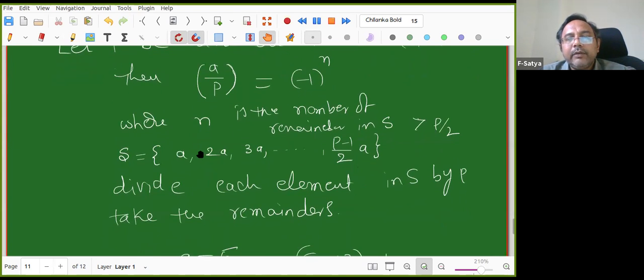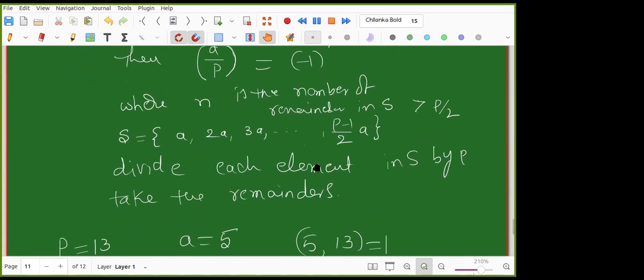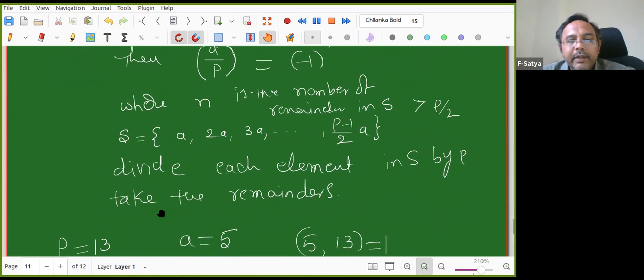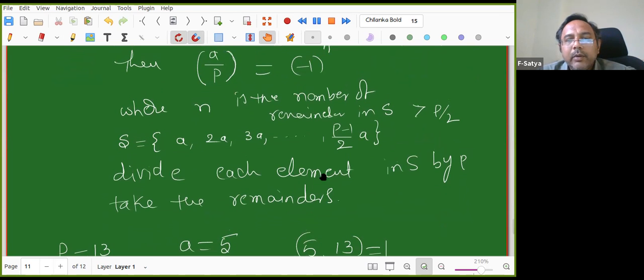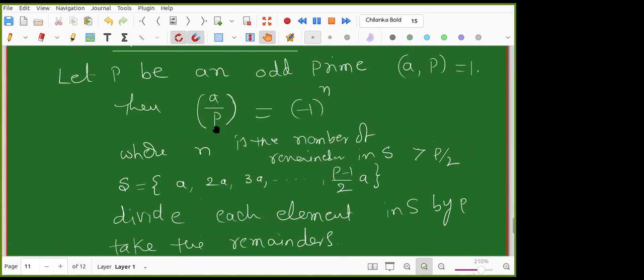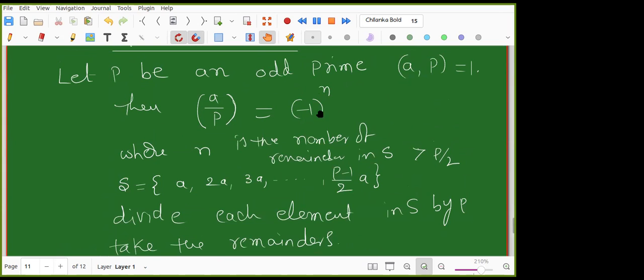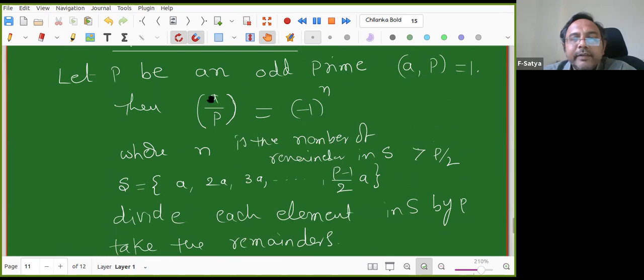Now afterwards, what do we do? We divide all of these by p, and then we get remainders. Divide each element in S by p, take the remainders. Now N is the number of remainders in S greater than p/2. Then he told that (a/p) equals (-1) to the power N. This (a/p) is the symbol, called the Legendre symbol.